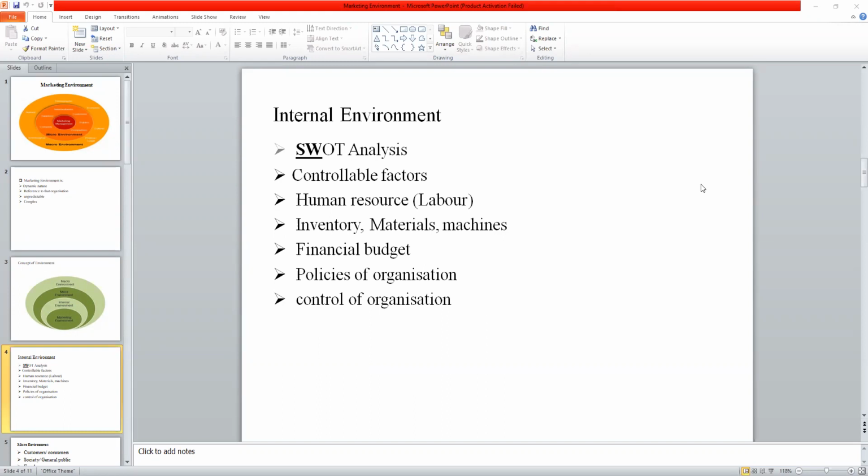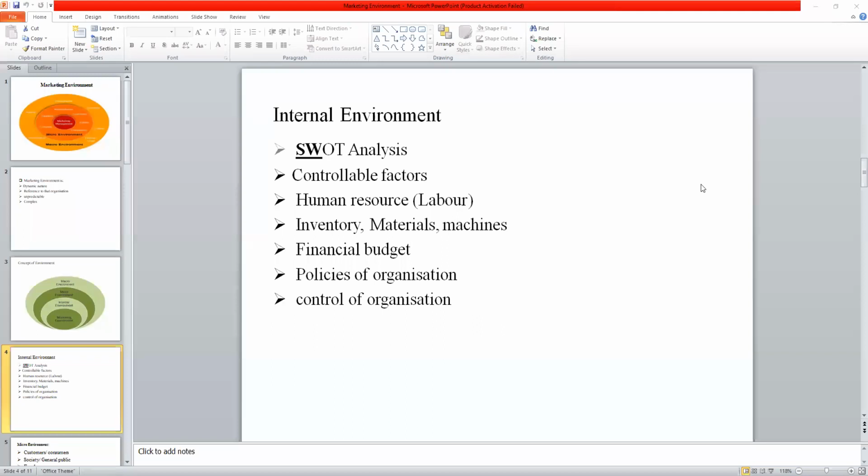Now, these factors with reference to SWOT are the controllable factors which are within the purview of the companies, which they can think of controlling. They can come up with the policies, they can come up with their own strategies. And that's why we say it's a controllable factor which is in the hands of the organization itself.